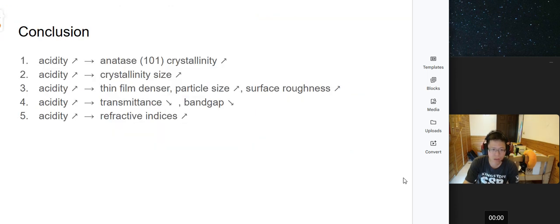So the conclusion is that higher acidity will increase the anatase 101 crystallinity and the crystal size. The thin film becomes denser, the particle size increases, and the surface roughness increases. As to the optical performance, when acidity increases, the transmittance will decrease and the bandgap will decrease. But on the other hand, the refractive index will increase. Thank you.